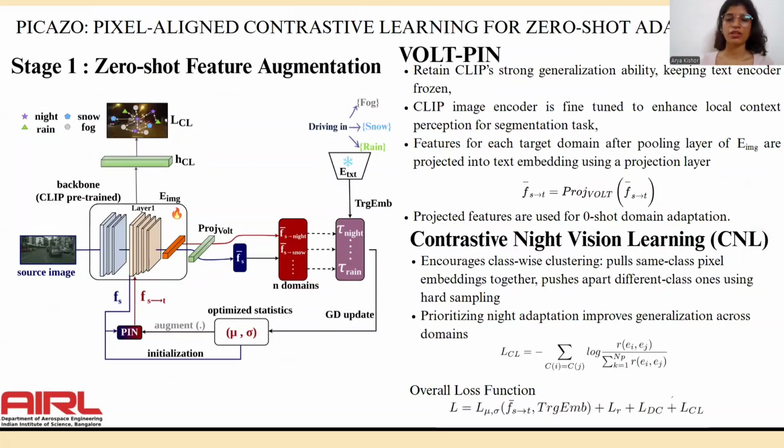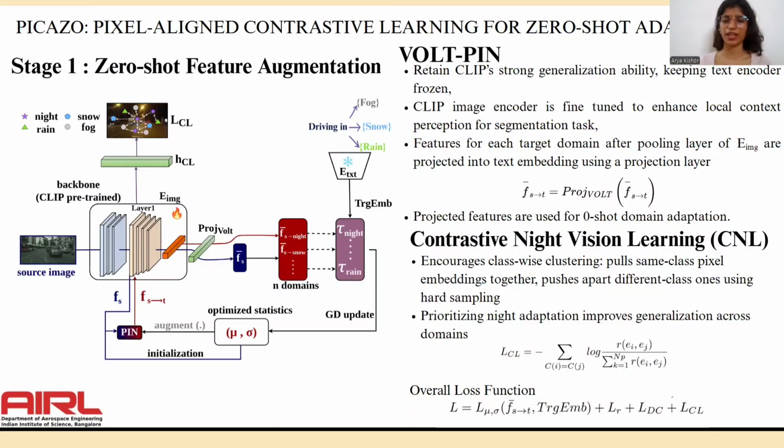PiCaZo has two stages. First is the feature augmentation stage. In this stage, our goal is to simulate domain-shifted features using only source domain images and text prompts describing the target domains like night, snow, fog, or rain. We propose two key components, Volt-Bin and contrastive night vision learning. In Volt-Bin, we make the image encoder trainable and add a projection layer to project the features of each target domain in the text embedding space.